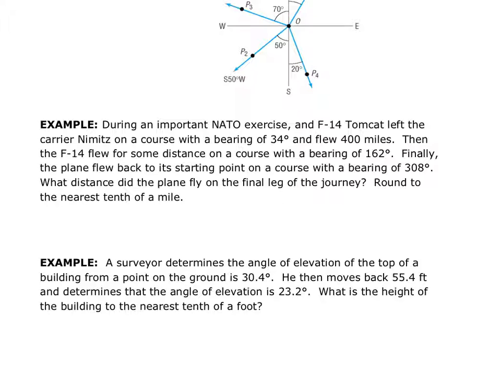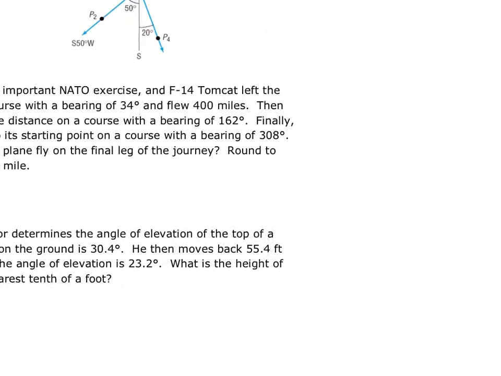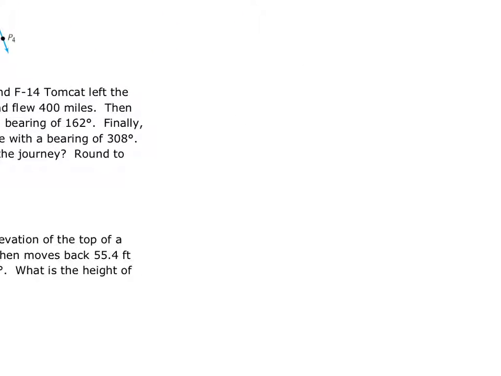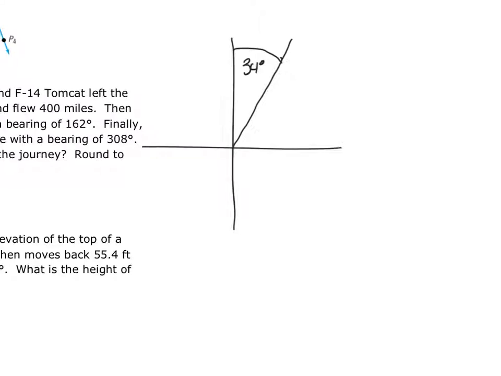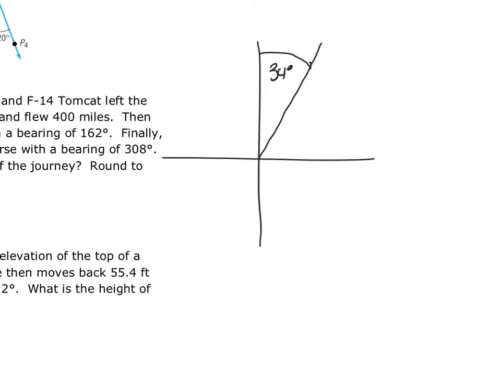We're looking at the NATO exercise in which an F-14 Tomcat left the Nimitz and went on a bearing of 34 degrees. So the first thing I'm going to do is draw a picture of what is going on. Now remember, with air navigation, it's always off the north. So we're going 34 degrees. And then it says he flew for 400 miles in that direction. So the length of that side is 400.